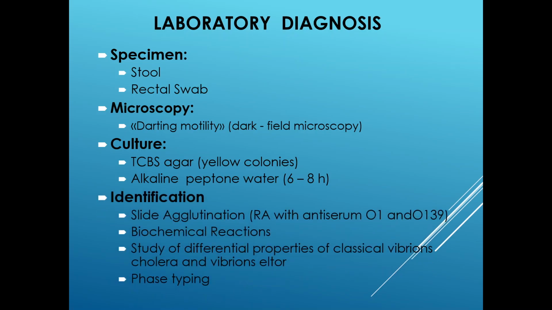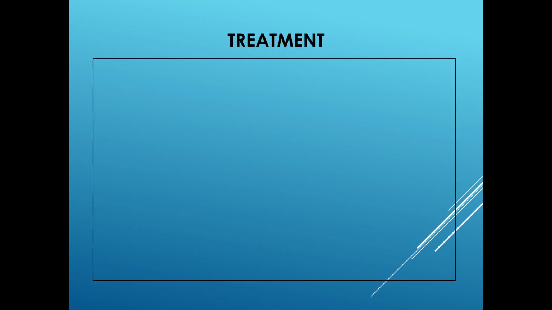You will use identification methods: slide agglutination reaction with antiserum O1 and O139. You will use biochemical reactions for identification, Heiberg's groups, if you remember, the OF test, and the Hugh-Leifson test. Study the differential properties between classical Vibrio cholerae and Vibrio El Tor. I explained the different properties, and phage typing.